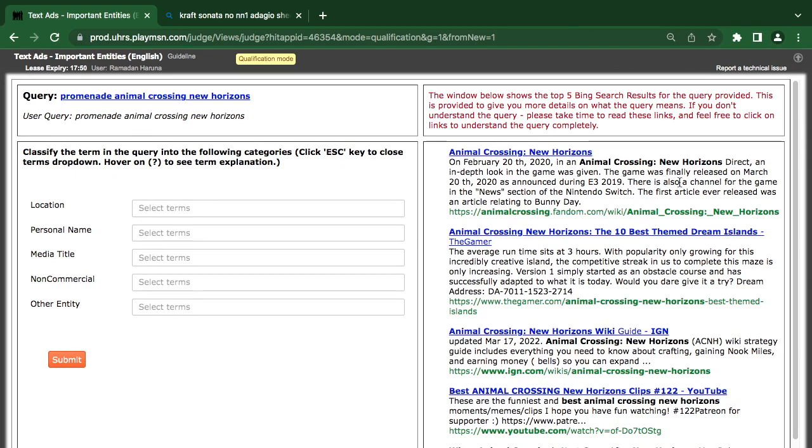Now we have a Pro Media, Animal Crossing New Horizon. Where is New Horizon Direct? An in-depth look into the game was given. Okay, Pro Media Animal Crossing New Horizon. Best Animal Crossing. Okay, now this is a video game, I guess. In an Animal Crossing New Horizon Direct, an in-depth look at the game was given.